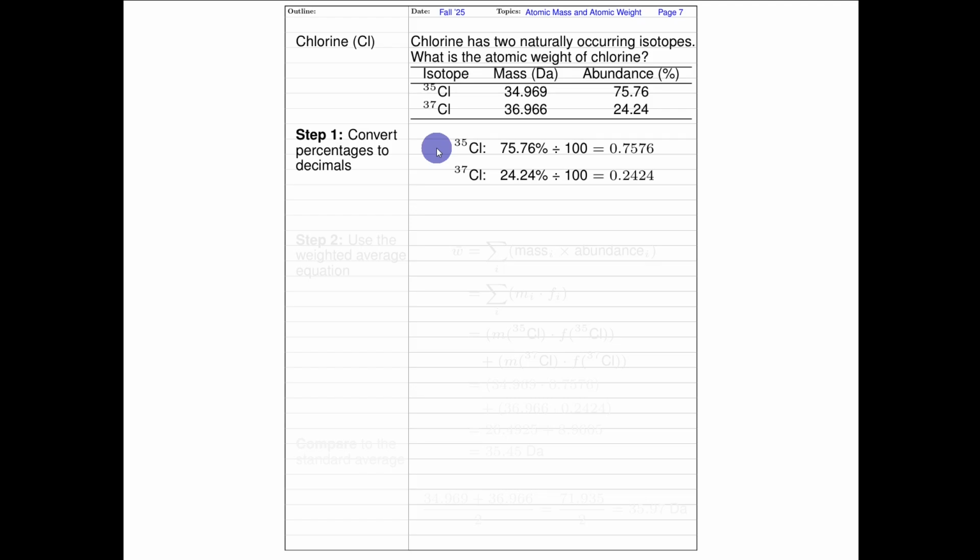Chlorine-35 has a percent abundance, or natural abundance, of 75.76%. Divide that by 100 to get 0.7576. Chlorine-37 has a percent abundance of 24.24%, which we divide by 100 to get 0.2424. So these are in decimal form.